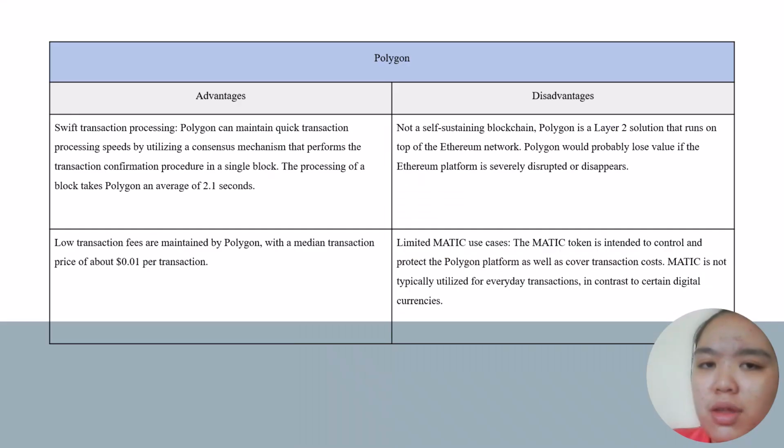This is a table showing the advantages and disadvantages of Polygon, in which the advantages of Polygon are fast transaction processing at an average of 2.1 seconds and a low transaction fee of $0.01 per transaction. As for the disadvantages of Polygon, it is not a self-sustaining blockchain because it needs Ethereum to run, and the Polygon currency called the Matic token is not utilized for everyday transactions the way other digital currencies are.